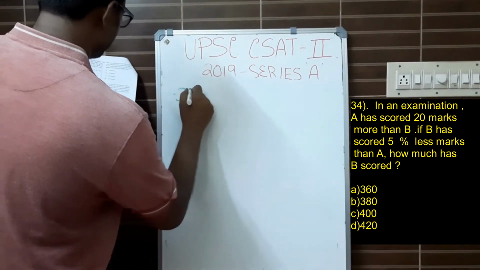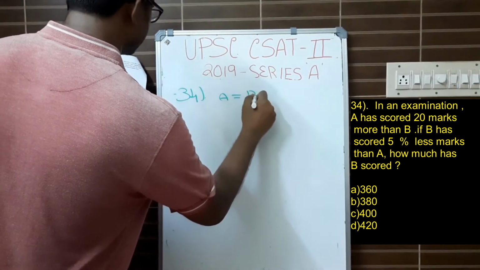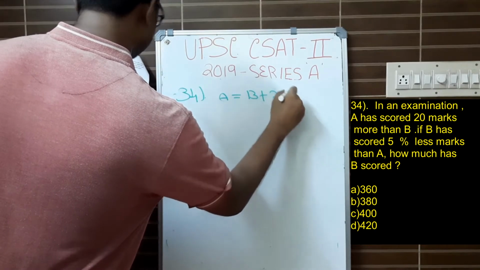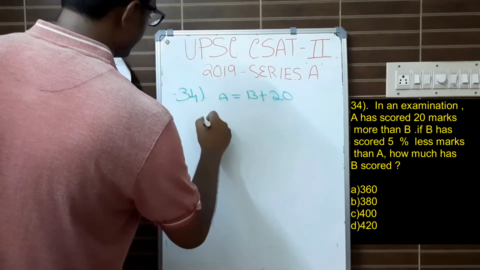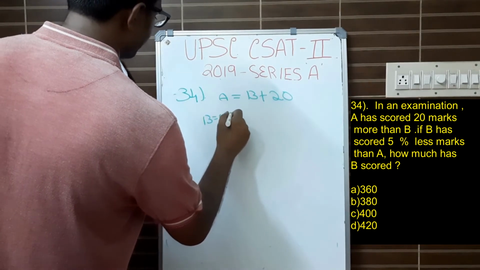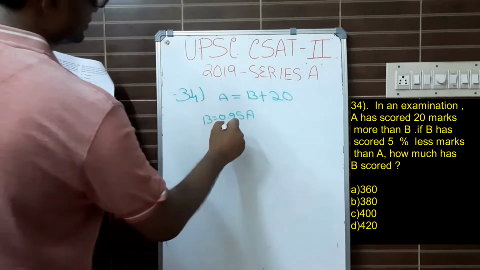Question number 34, they are saying A has scored 20 marks more than B. So A's score is B plus 20. But at the same time, B has scored 5% less marks than A. So B is equal to 0.95A.